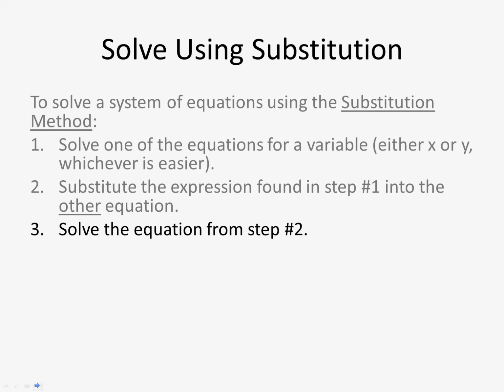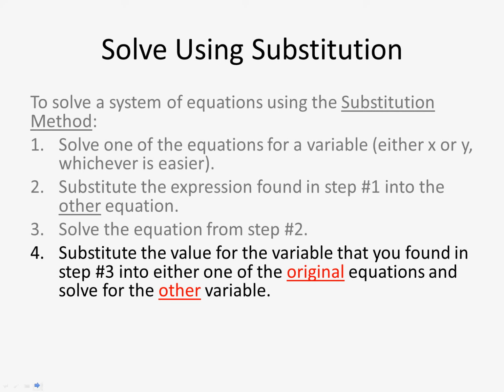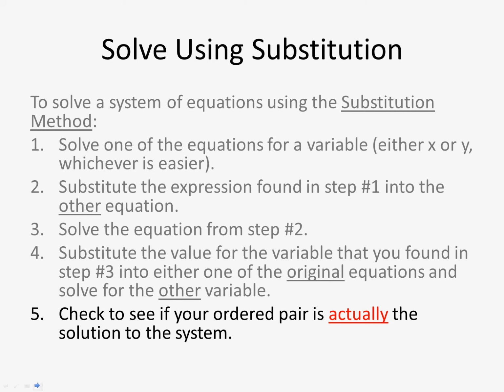Then we're going to solve the equation that we get from step 2. We're going to substitute the value for the variable that we found in step 3 into one of the original equations and solve for the other variable. Then we're going to check to see if the ordered pair is actually a solution. So let's look at an example.